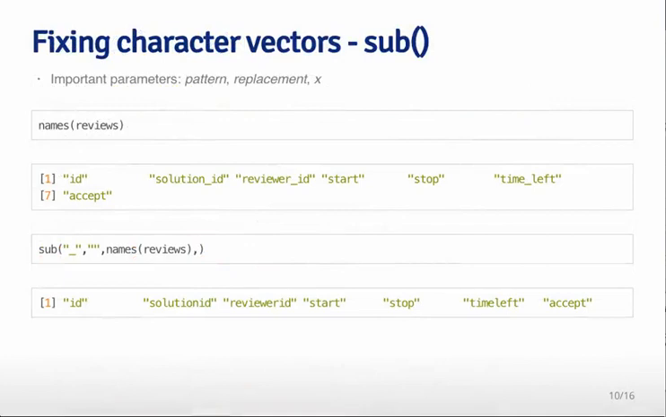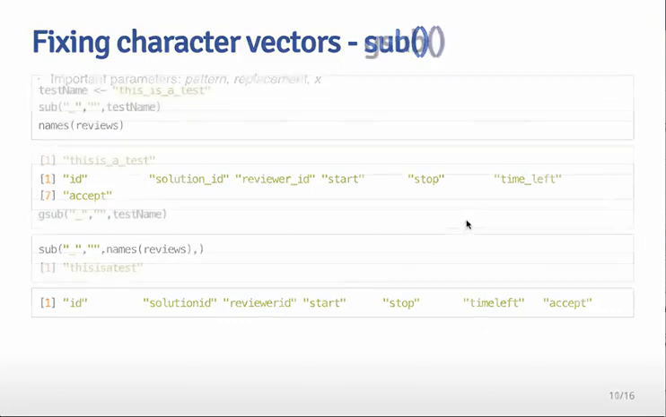And so a couple of things that I might want to be able to do is substitute out, say, characters. So in this case, I can see that a couple of the variable names are solution ID and reviewer ID, and they have these underscores in them. And so I might want to remove the underscores from those variables, also from this variable time left over here. And so one thing that I can do is use the sub command. I can say, every time that you find an underscore, replace it with nothing in the names of reviews, and what you end up with is variable names where all of the underscores have been removed.